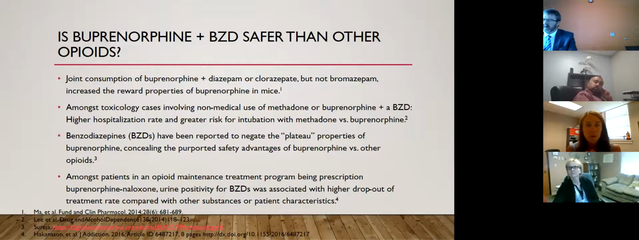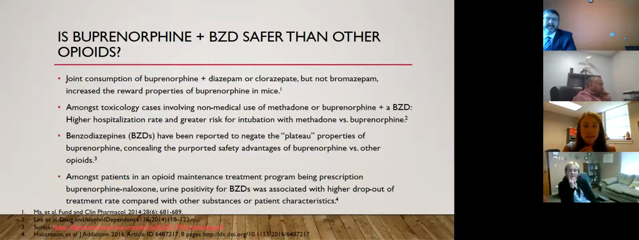Joint consumption of buprenorphine plus diazepam or clorazepate, but not bromazepam, so three different benzodiazepines administered in combination with buprenorphine, was shown to increase the reward properties of buprenorphine in mice. It hasn't been repeated in humans yet, so we don't know for sure if that effect could be seen, but there's the possibility that adding that benzodiazepine to the buprenorphine may actually make it more pleasurable and potentially more likely to bring about dependence or aberrant behaviors.